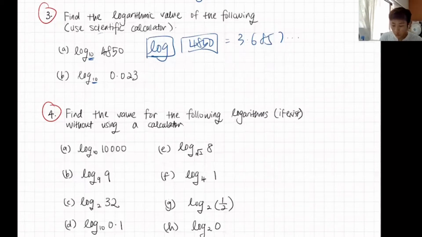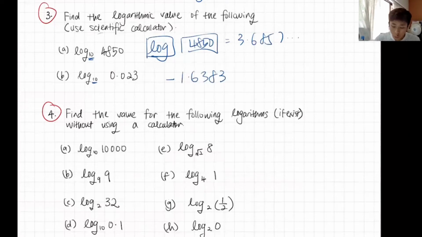So similarly for B, log base 10 of 0.023. What is it? You type log, don't have to put 10, as I mentioned again and again. If you are using the 570 MS calculator, which is my calculator, you just type the word log, press one time log, then you type the value 0.023. The answer is negative 1.6383. I'll just leave it in 4 decimal places.